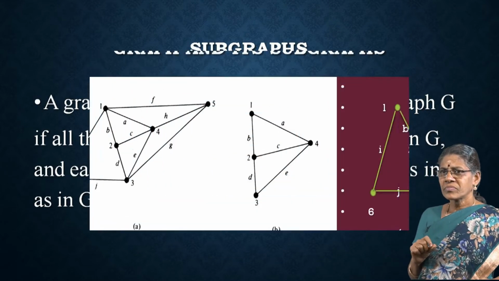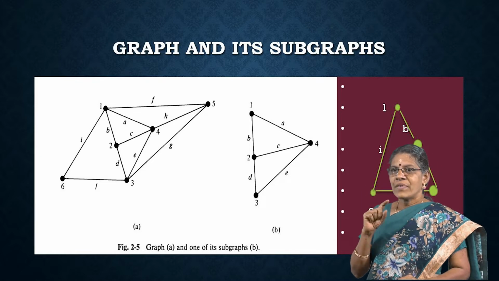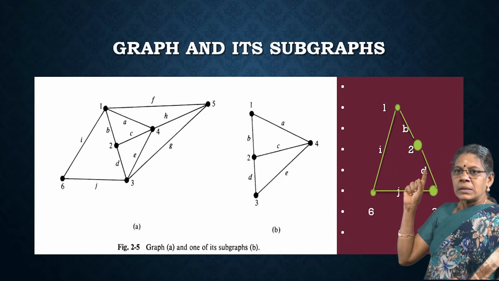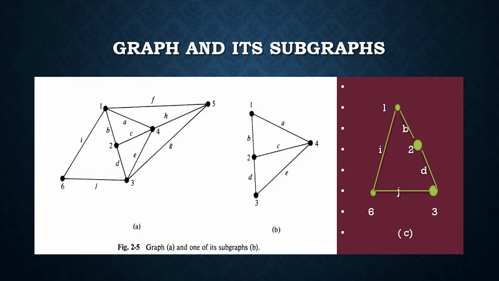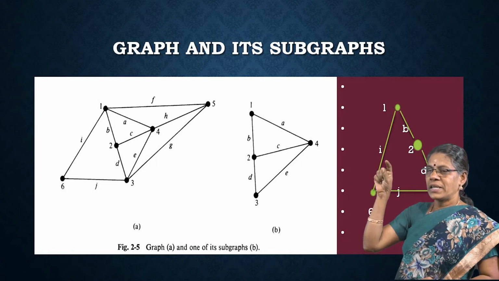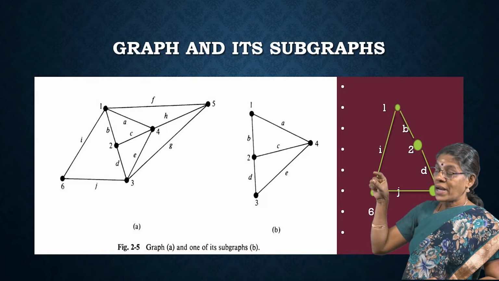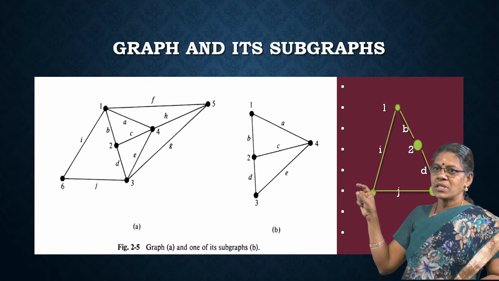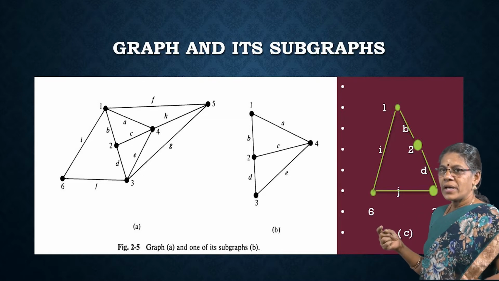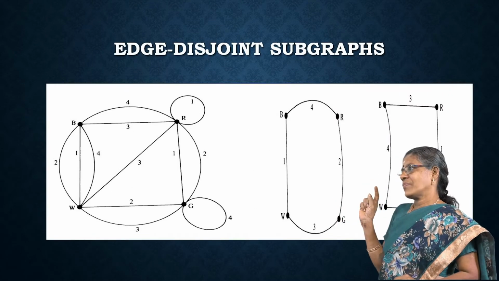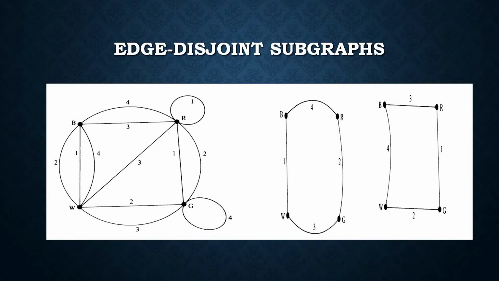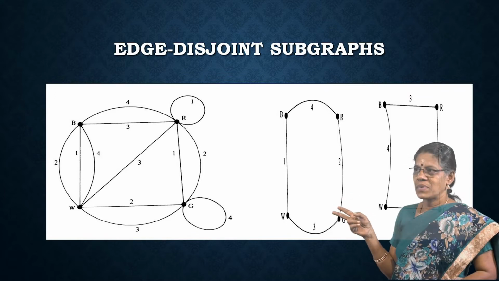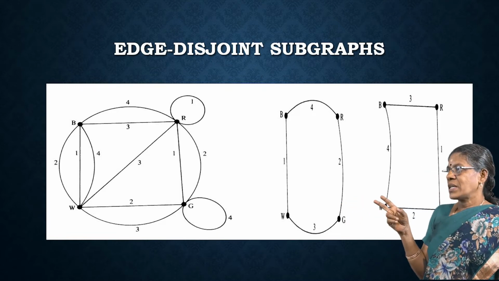Okay. Next, see the example graph. A graph and its subgraphs are given here. All the vertices in small g are in capital G, and each edge in small g has the same end vertices as in capital G. Okay. Next, edge disjoint subgraphs. From the name itself, the subgraphs are distinct. The edges are distinct in the subgraphs.